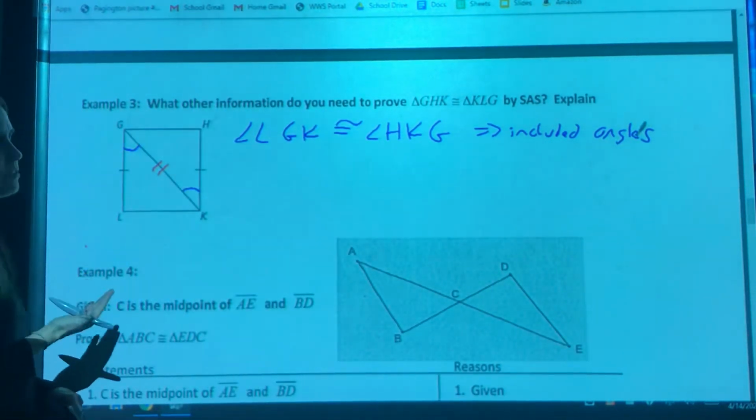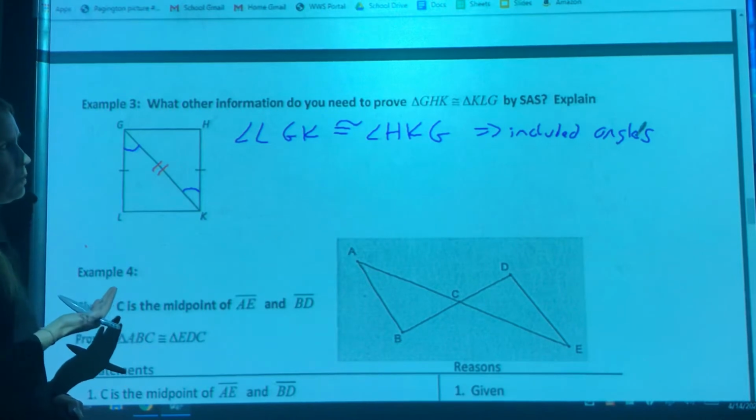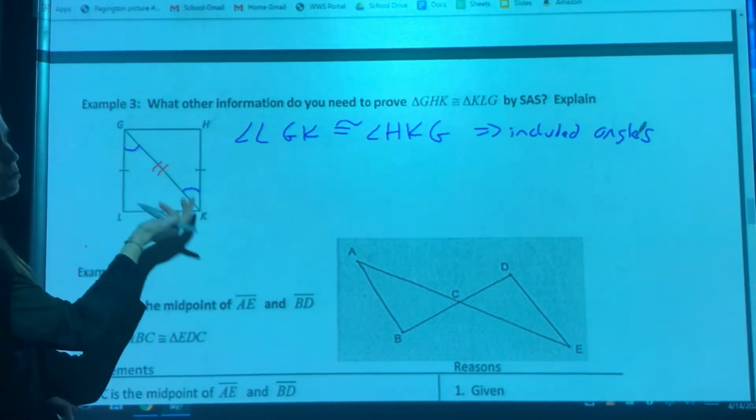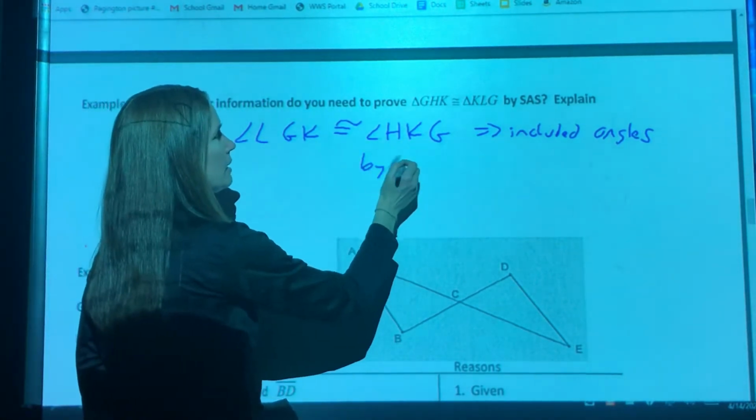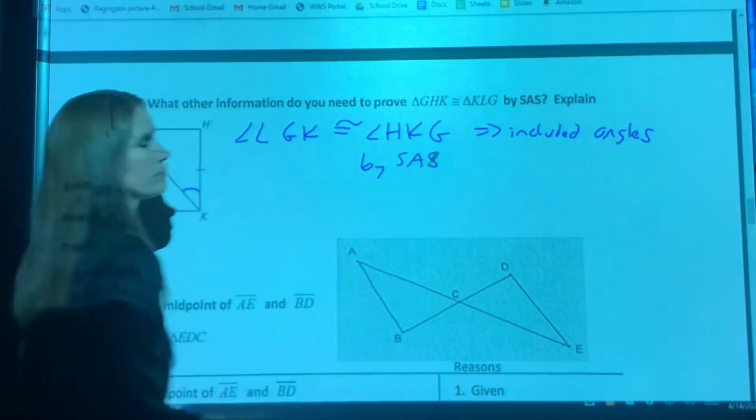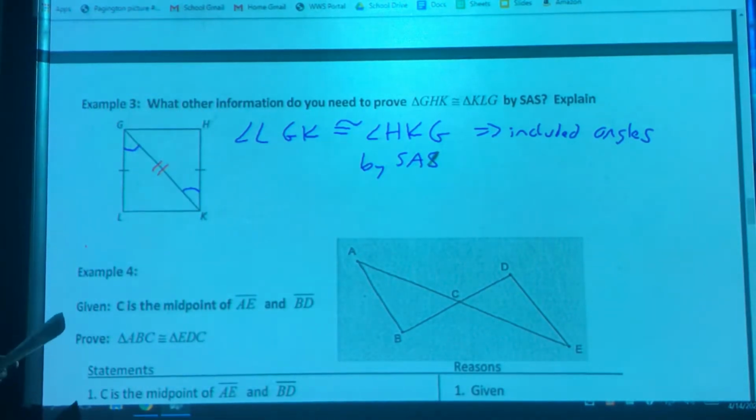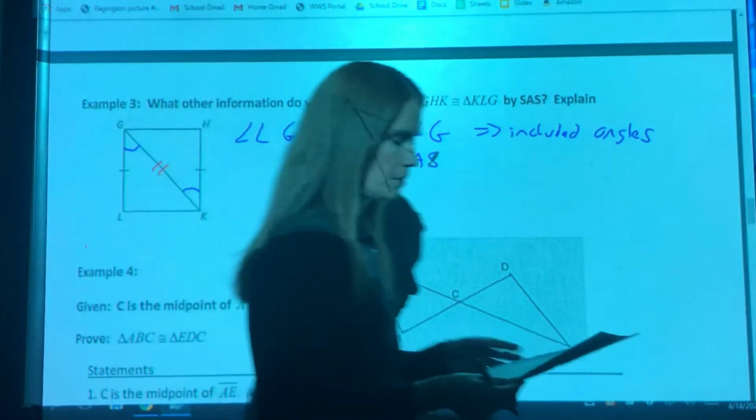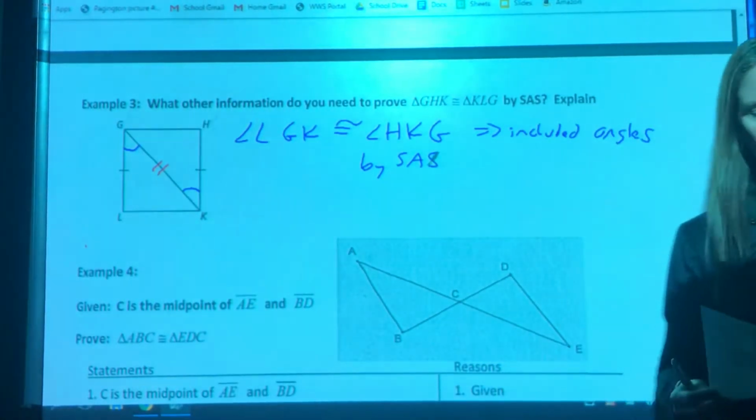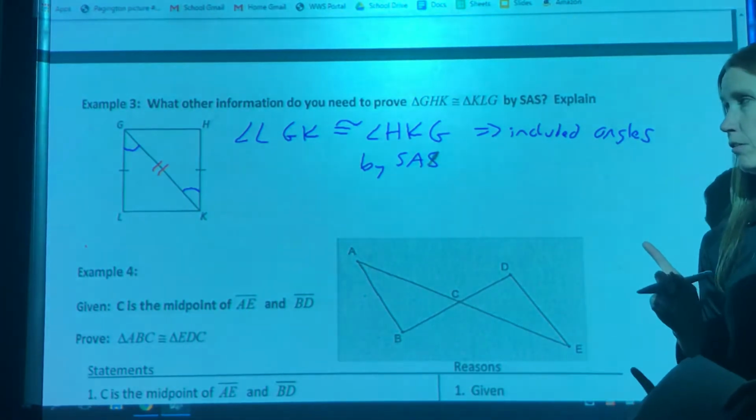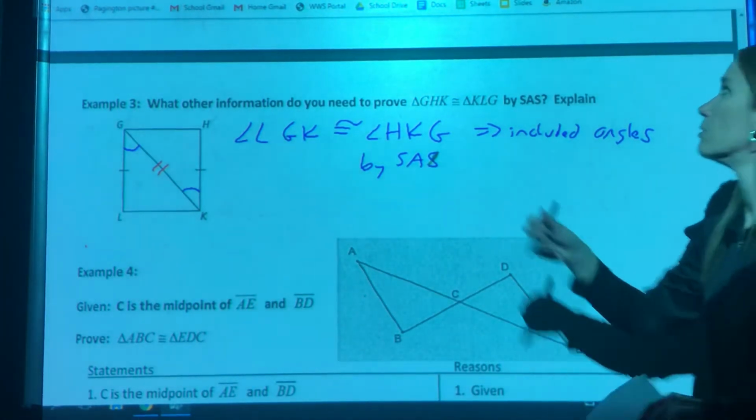And I would have to know those included angles are congruent to end up saying the 2 triangles are congruent by side angle side. Okay? All right, so now the next 2, example 4 and example 5, are proofs, so we'll go over those tomorrow. But now we need to do a little bit with section 4.3, but it'll go a little faster because you're already familiar with the 4.2.